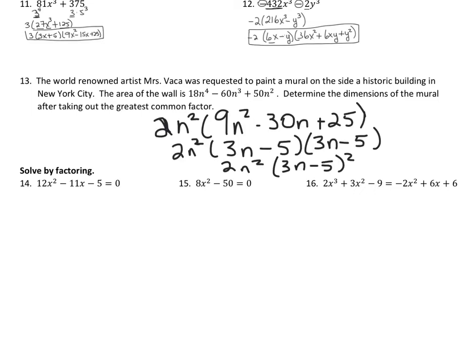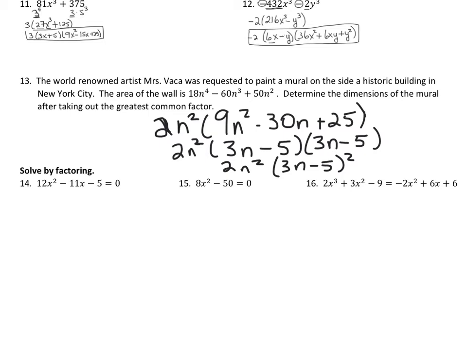All right, so the greatest common factor we have for this expression right here is 2 and then n squared. So we factored out the 2n squared. We have 9n squared minus 30n plus 25 left. When I divide this by 2n squared, I get 9. When I divide this by 2n squared, I get negative 30. And when I divide this by 2n squared, I get plus 25. And then we have to factor this.